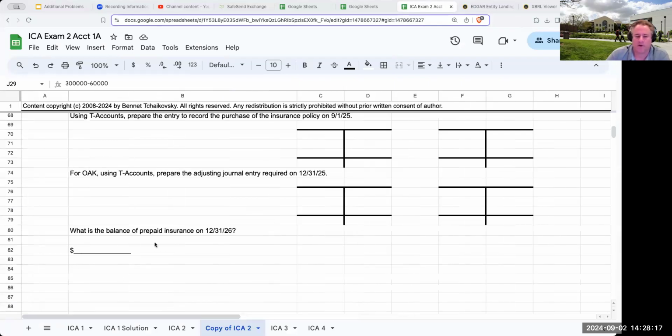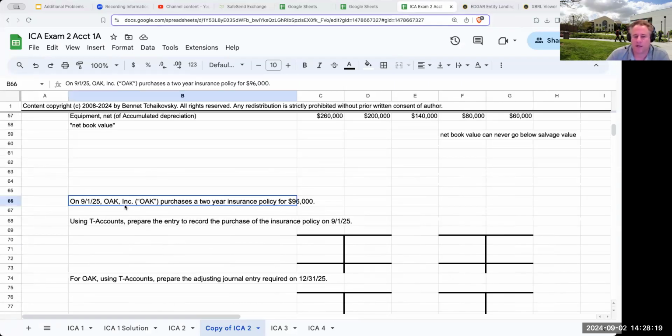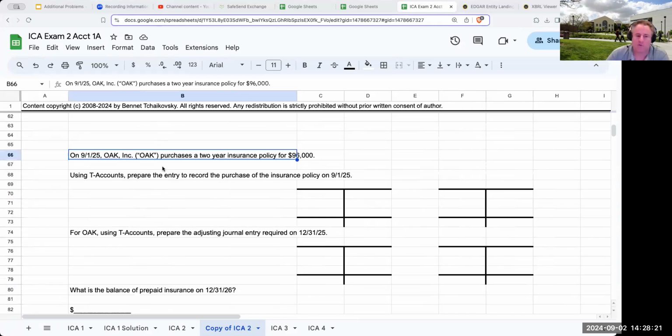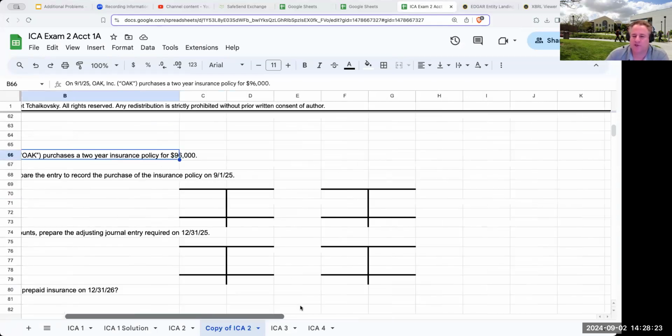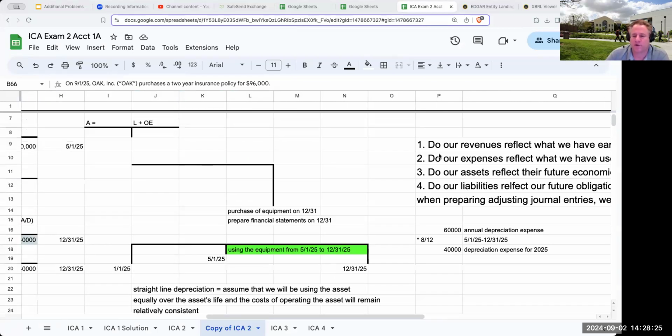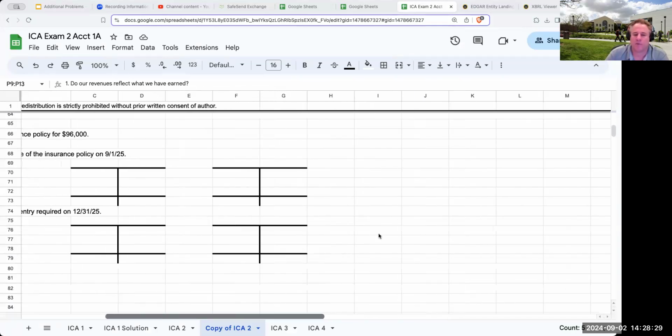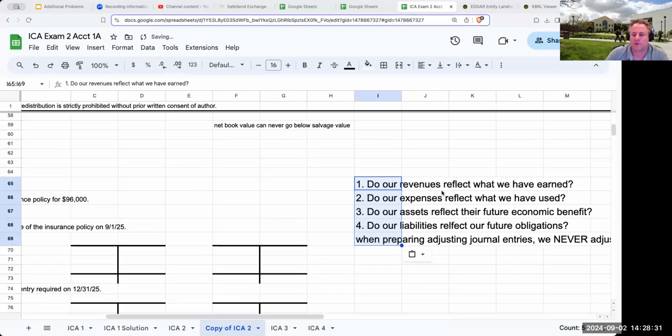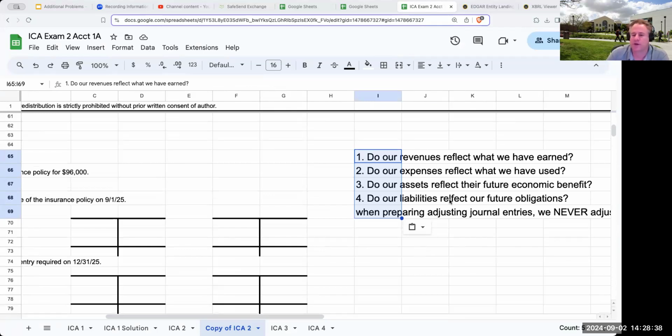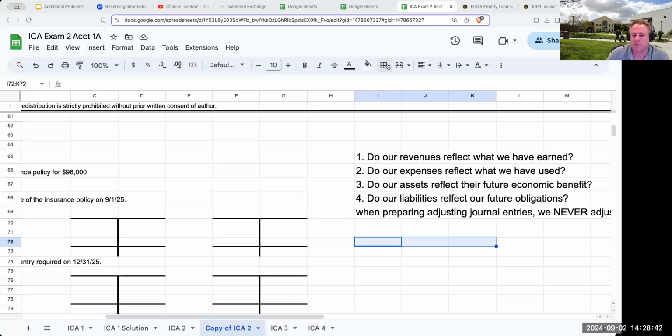So let's go ahead and look at this one. Again, we have the same issue with our adjusting entries, meaning that when we look at this, do our revenues reflect what we've earned? Do our expenses reflect what we've used? Do our assets reflect our future economic benefit? And do our liabilities reflect our future obligations?